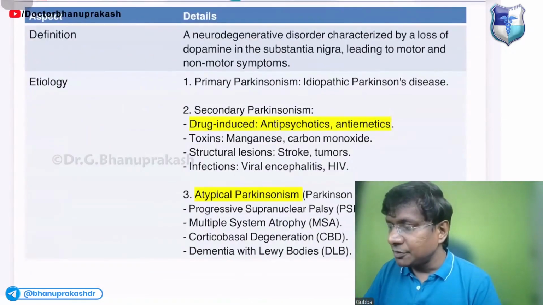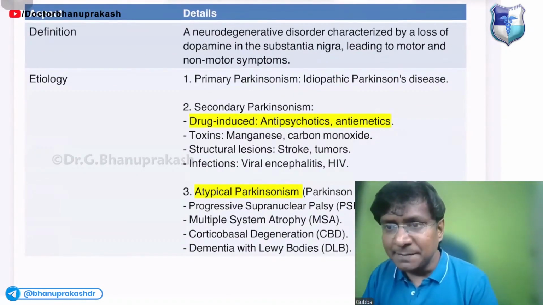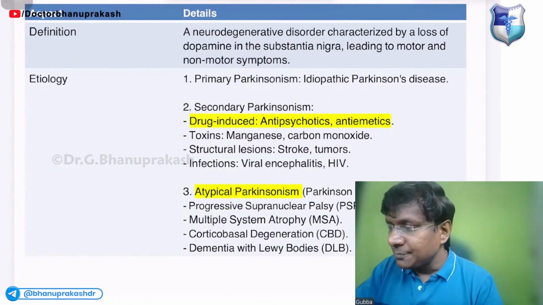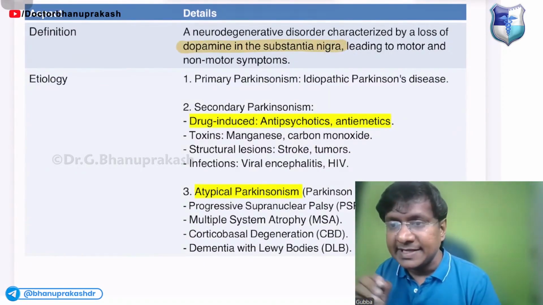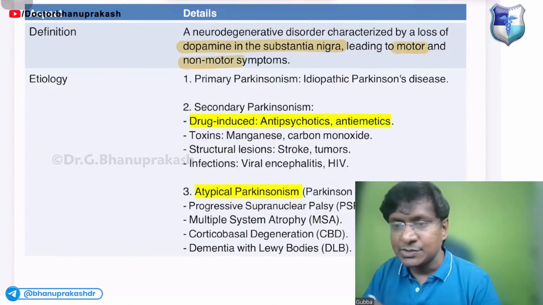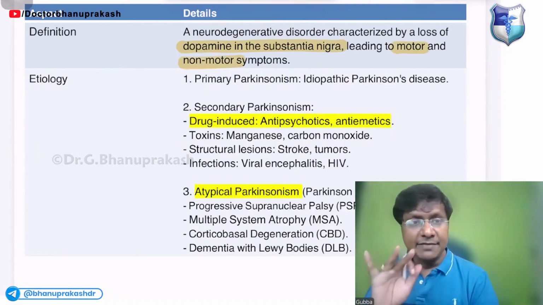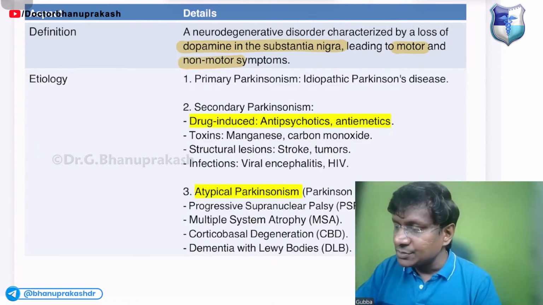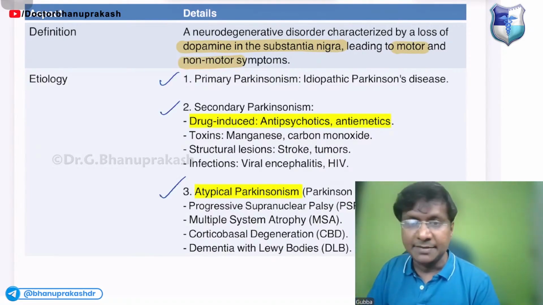Coming to the next important topic, that is Parkinsonism. So what exactly is the problem in Parkinsonism? It is the loss of dopamine in the substantia nigra, due to which the individual will have motor as well as non-motor symptoms. And we have 3 important forms of Parkinsonism: primary, secondary, and atypical.